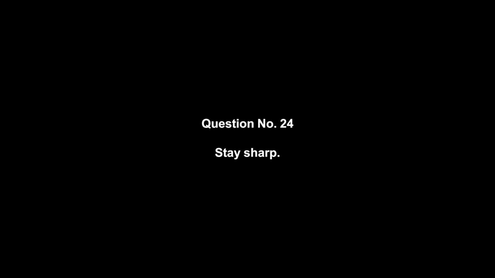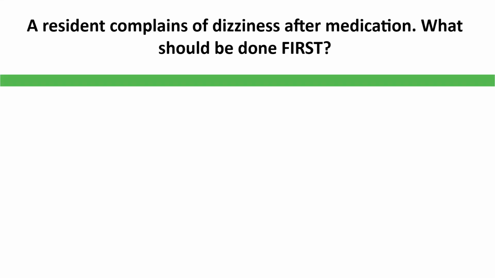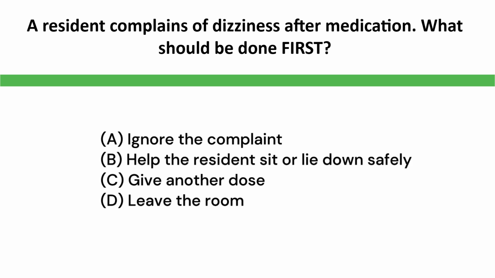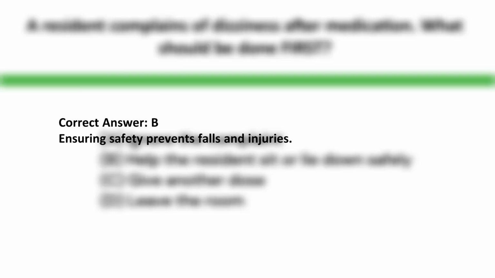Question number 24. Stay sharp. A resident complains of dizziness after medication. What should be done first? Options. A. Ignore the complaint. B. Help the resident sit or lie down safely. C. Give another dose. D. Leave the room. Correct answer, B. Ensuring safety prevents falls and injuries.